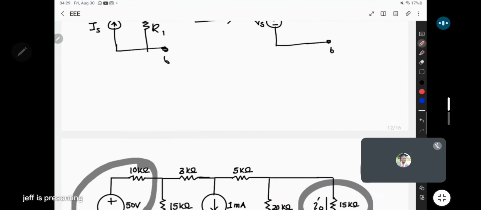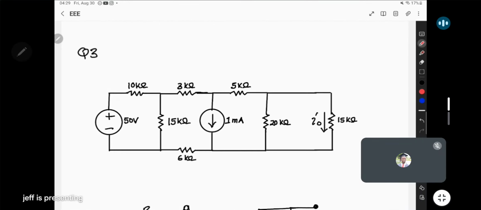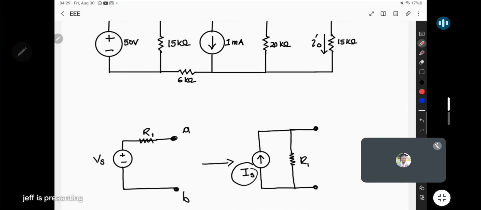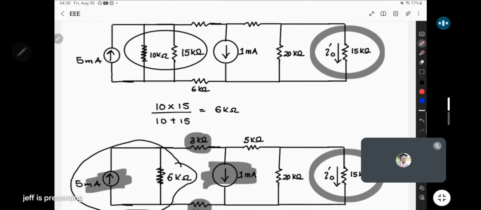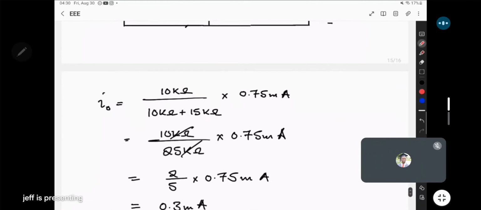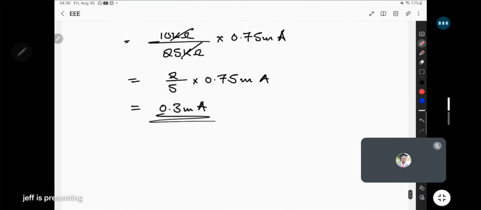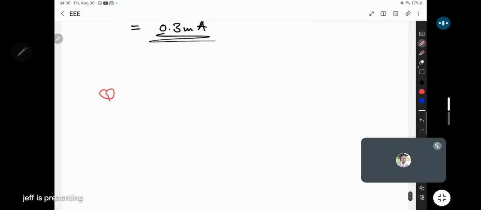Since we're working backwards, this is the solution we had when we were getting I0. So this was the original circuit. Then we did a series of source transformations until we obtained our I0 right here. So we obtained I0 using current division. So let's work backwards. Question 3, part 2.